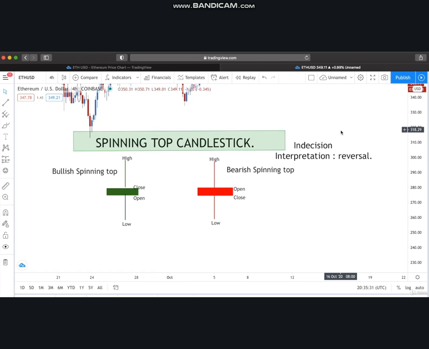The interpretation of the spinning top is reversal, which means that if the spinning top is found in an uptrend, there is a chance of reversal, and if it is found in a downtrend, there is a chance of reversal, which means the downtrend is about to end. Let me share some live chart examples with you. Let's go to the chart.